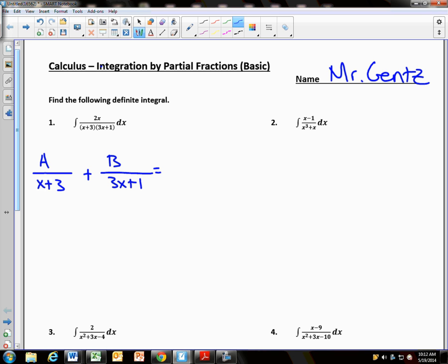What would I do to the top and bottom here if I wanted to combine them? A times 3x plus 1. What would you do here? Multiply the top and bottom by x plus 3, all over x plus 3 times 3x plus 1.